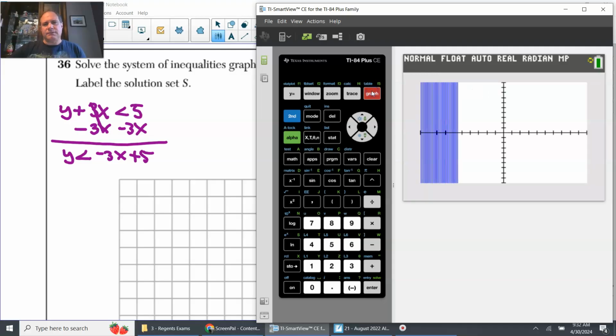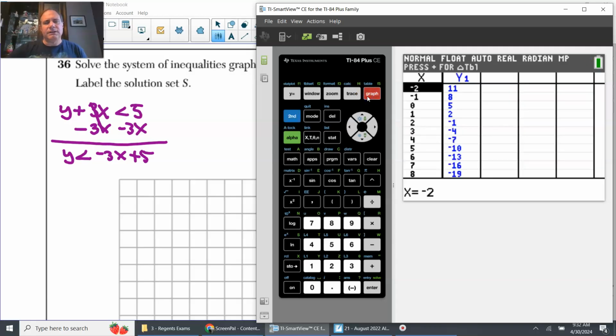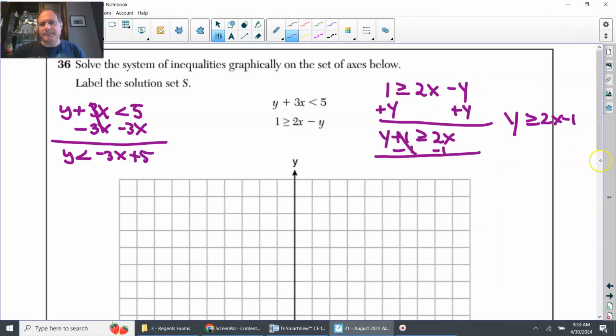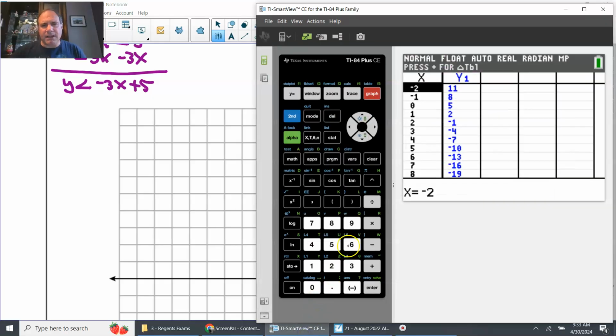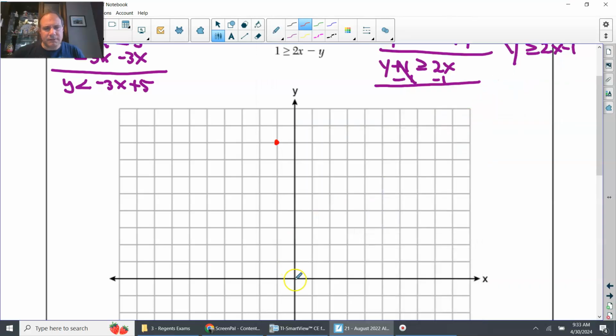And this is what the graph looks like. So I'm going to get some values. So this is negative 1, 8. So I'm just going to go down and start graphing. -1 and 8 is up here. I'm going to grab the calculator again and go to 0, 5. 1, 2, 3, 4, 5.